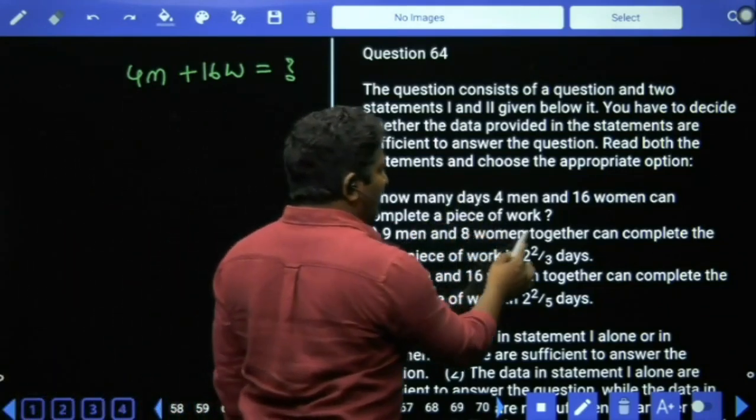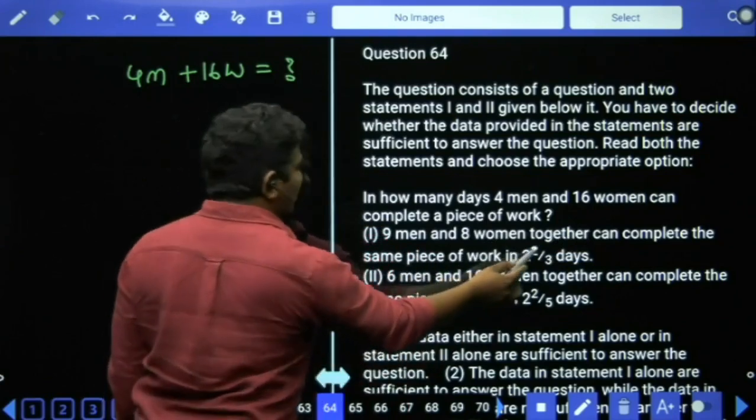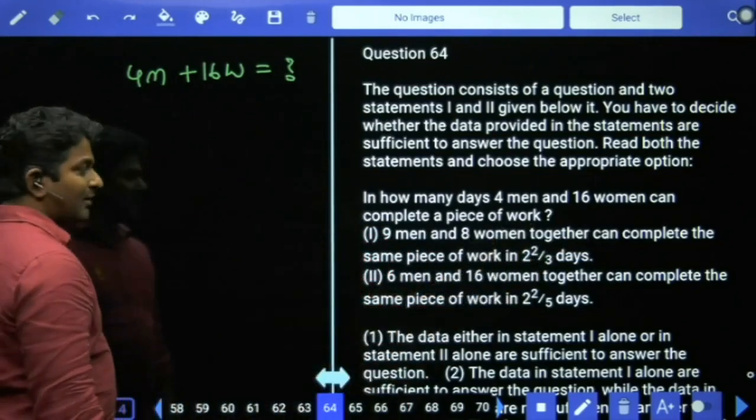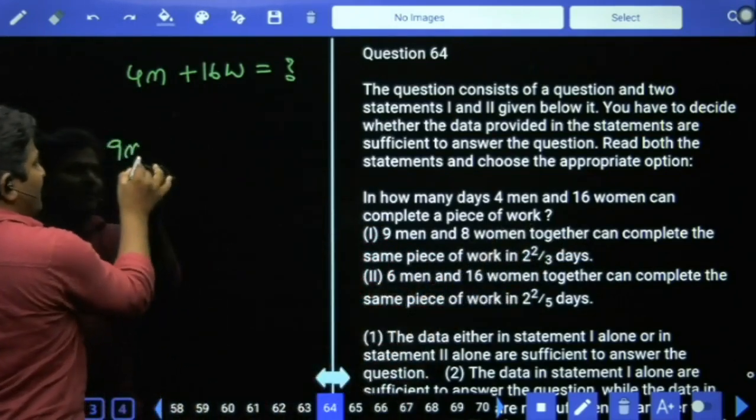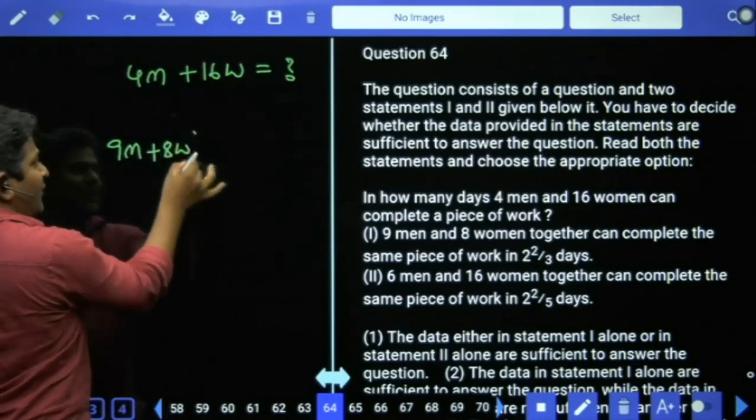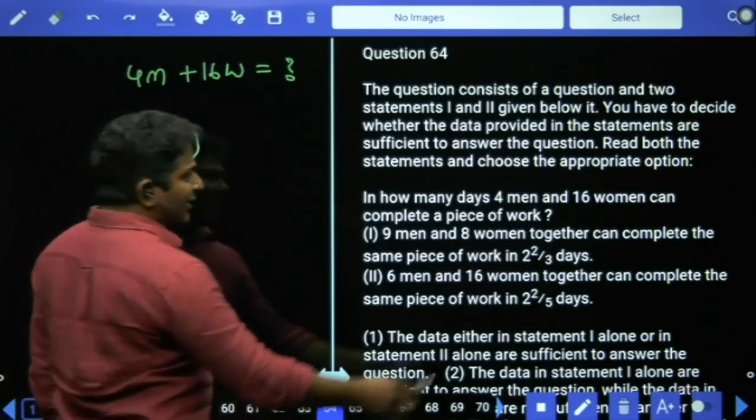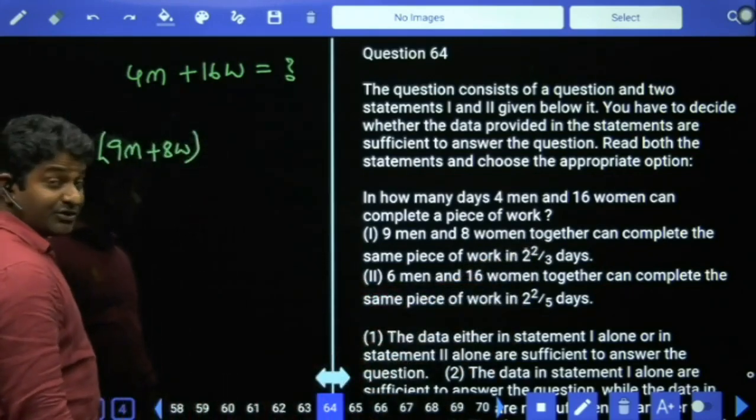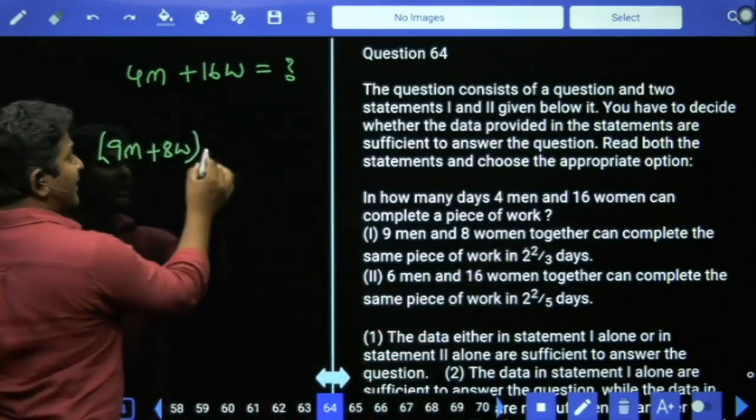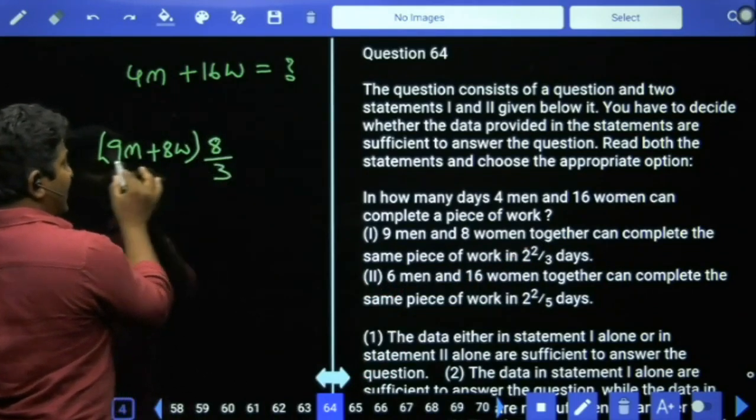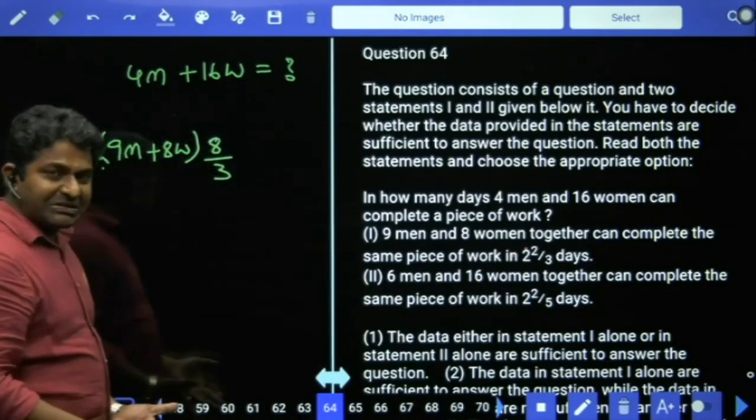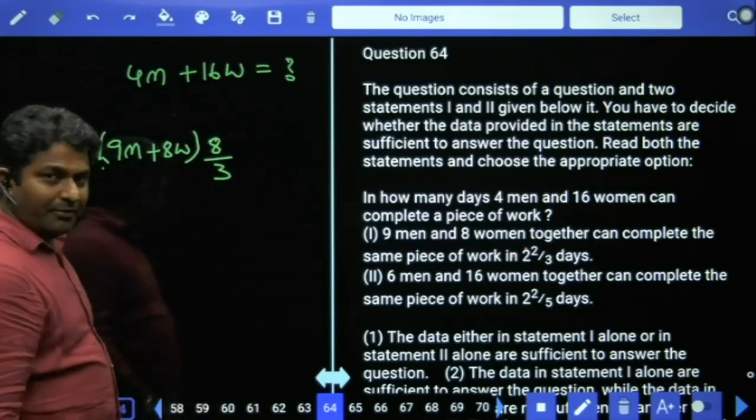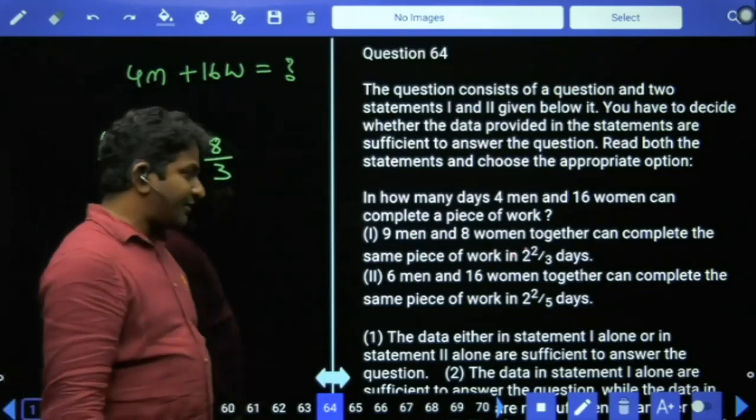9 men and 8 women together can complete the piece of work in 2 by 3 days. 9 men and 8 women efficiency, they can complete the work in 2 by 3 days. That is equal to 6 plus 2, 8 by 3 days. M1 into D1, that's it. Relation cannot be found. 1 alone is not sufficient.